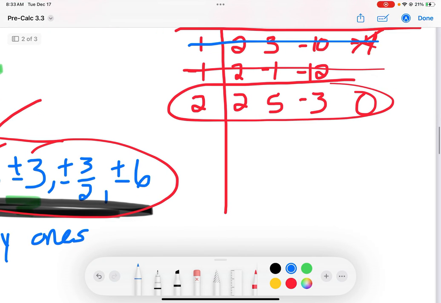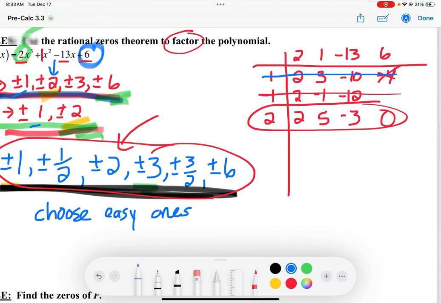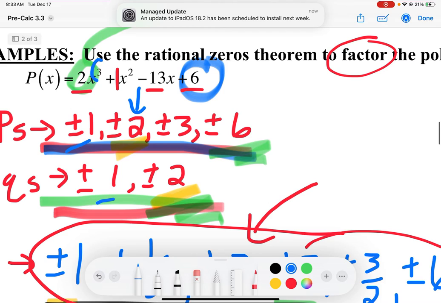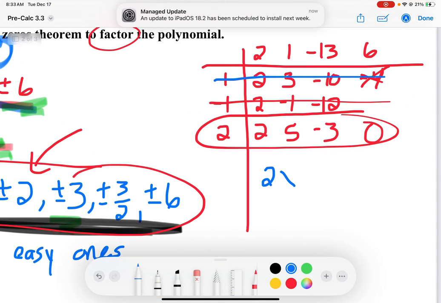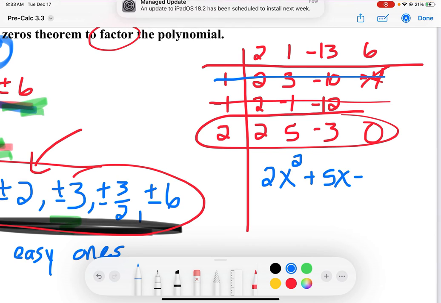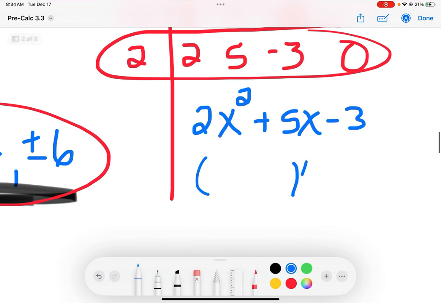Okay, so now we rewrite our equation. The biggest exponent in our problem, if we look back here, was 3. So this answer right here is going to be 2x to the second plus 5x minus 3, because we always go one exponent lower. Okay, and now we check, can we factor this?